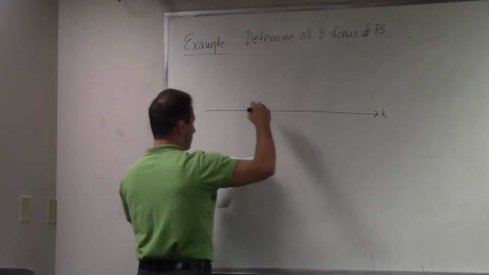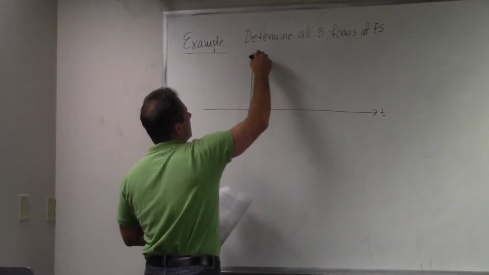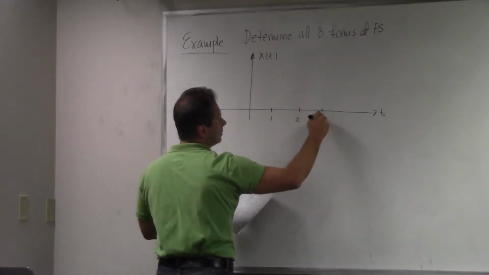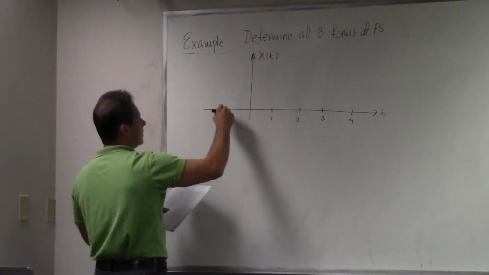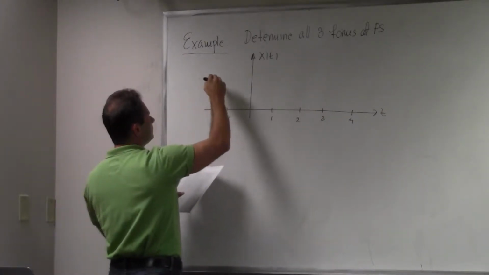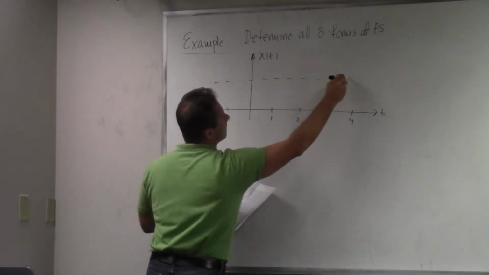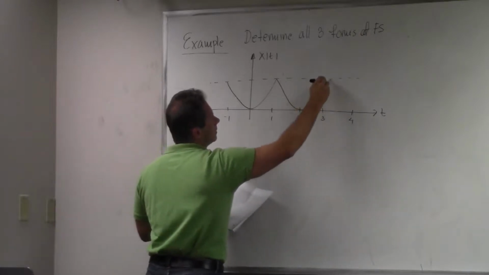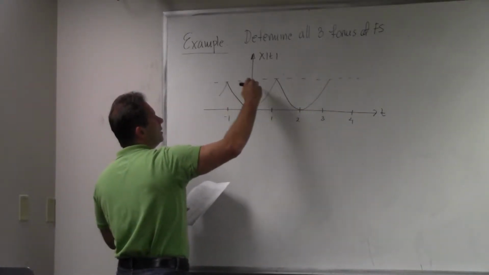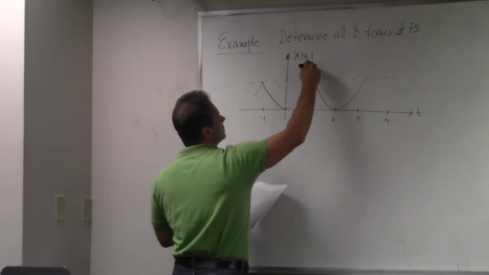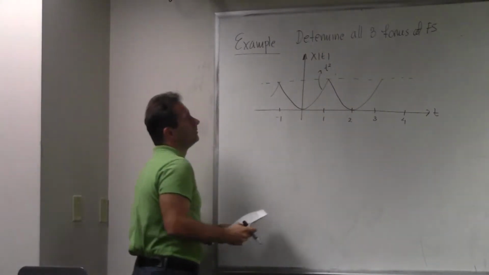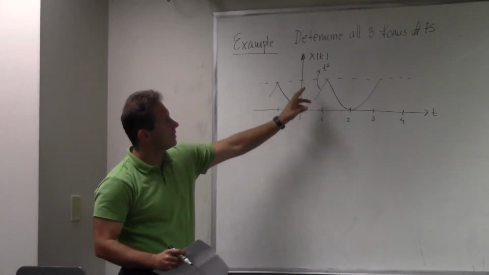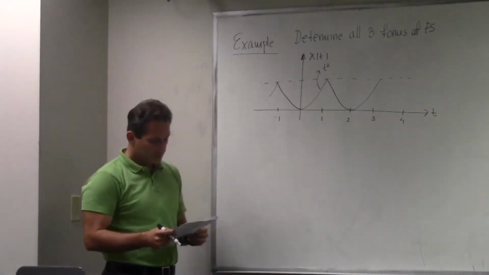This is t. This is x of t. 1, 2, 3, 4, minus 1. And the signal looks like this. So in this interval here, it is t squared, just t squared. It is between -1 to 1, it's t squared, and then it repeats itself, because it's a periodic signal.